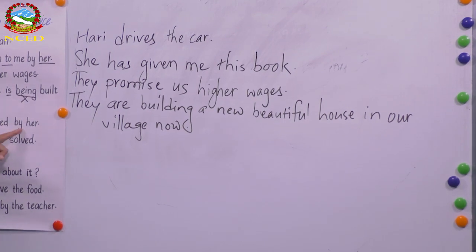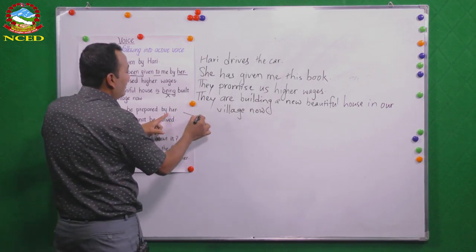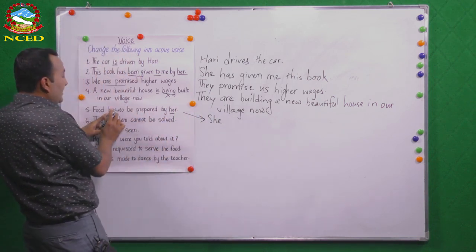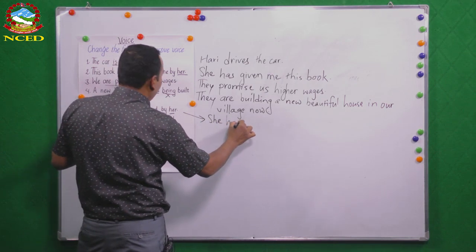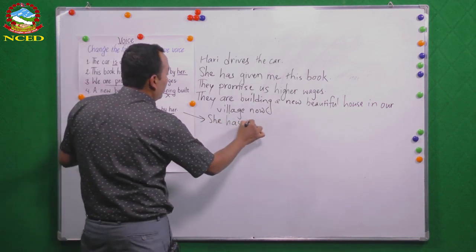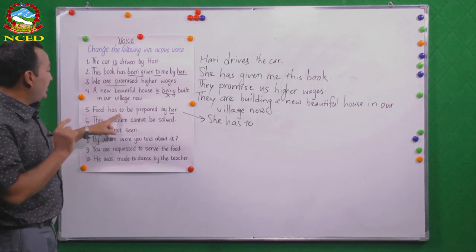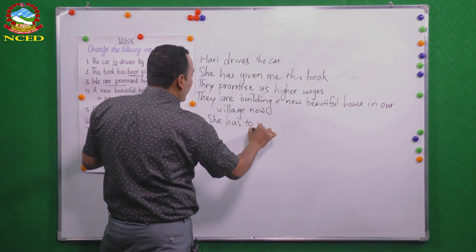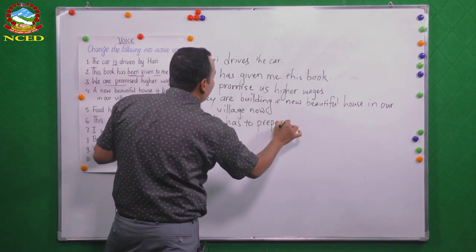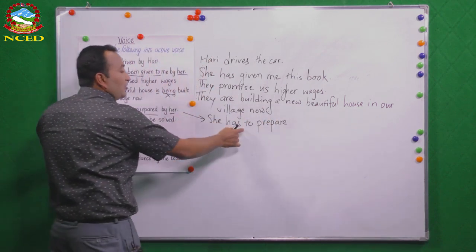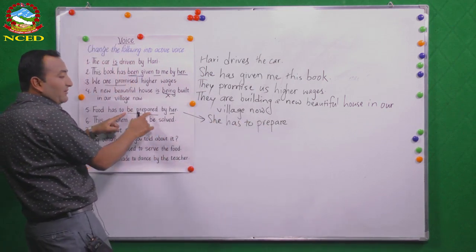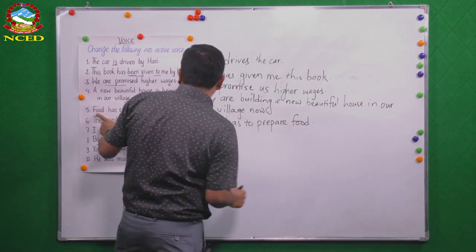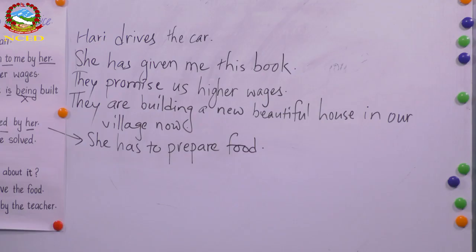Food has to be prepared by her. In this sentence also, what do you do? By her. Her becomes she. Has to, the same, because she is also singular. She has to. Be plus verb 3 is changed into verb 1. Only prepare. Because this was the rule: if there is to plus verb 1, we use in passive voice be plus verb 3. So, to prepare what? Food. By is removed. She has to prepare food.